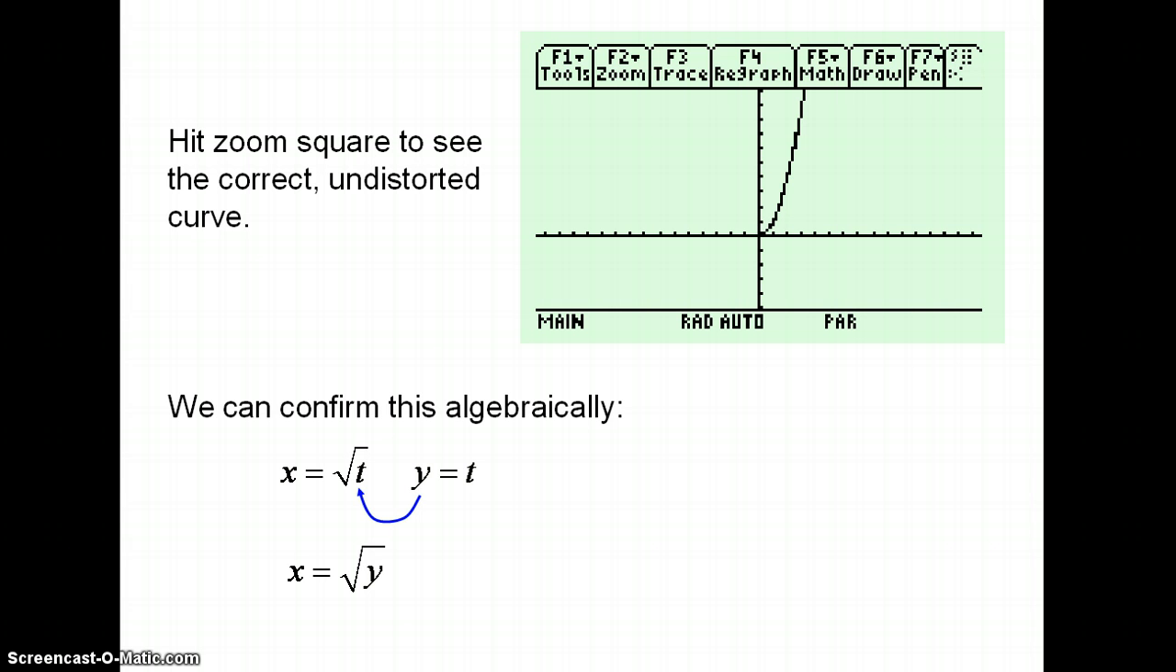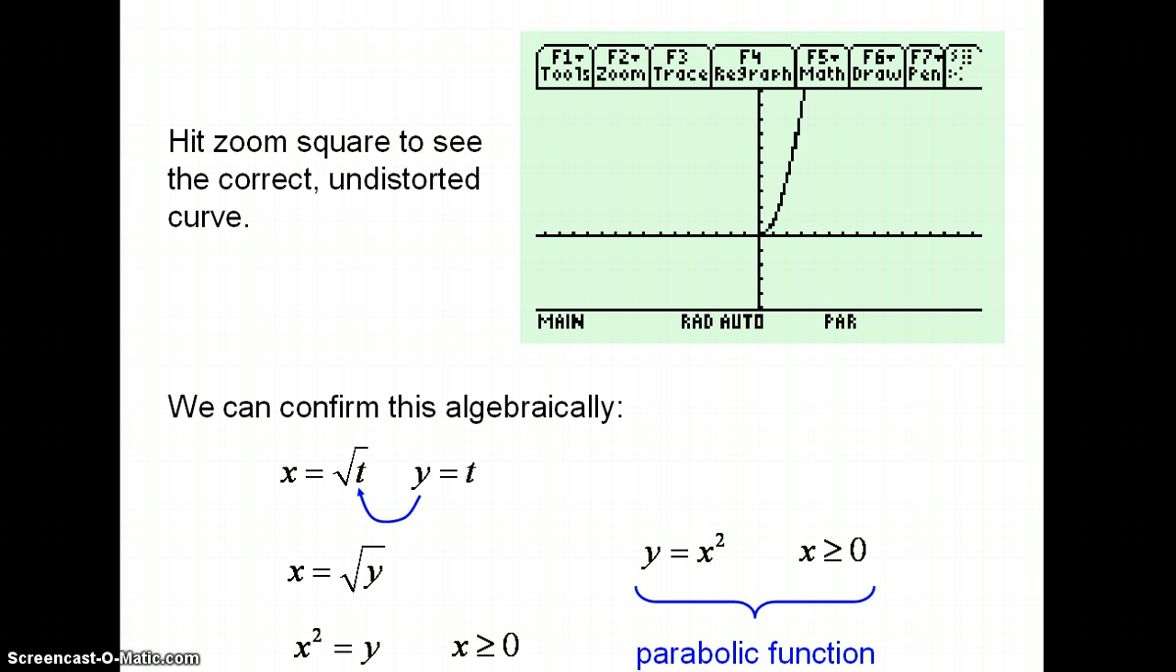So we get x equals the square root of y. Square both sides to get x squared equals y. Don't forget about our restrictions. So we have the equation y equals x squared, but with the restriction x is greater than or equal to 0. So we have a parabolic function.